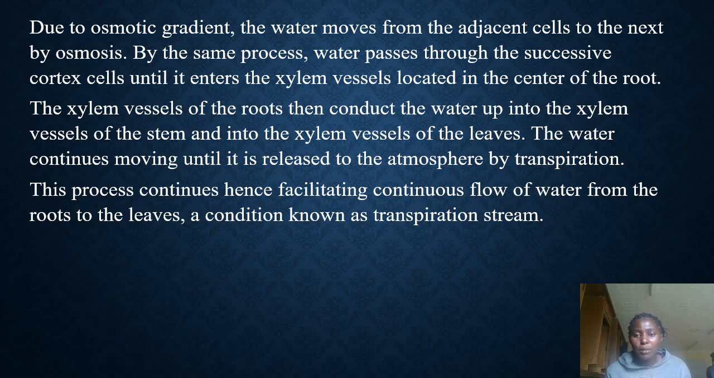Let's go slowly, don't be confused. We started from the xylem of the root, then now we are at the xylem of the stem, and into the xylem vessels of the leaves. So it's from root xylem, stem xylem, and to the leaf xylem vessels. The water continues moving until it is released to the atmosphere by transpiration. This process continues, hence facilitating continuous flow of water from the roots to the leaves, a condition known as the transpiration stream.